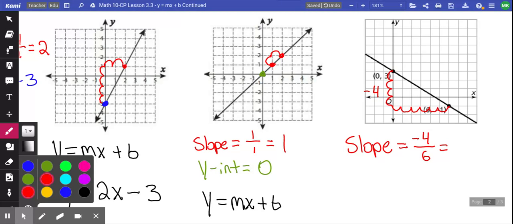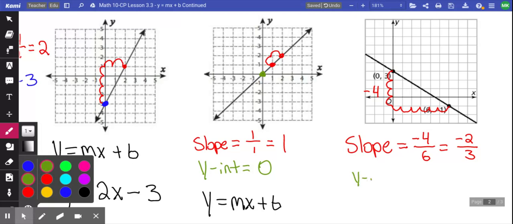If you left 4 over 6 as your answer, that's not wrong. I wouldn't mark it wrong. But 4 over 6, both those numbers can divide by 2, right? They can simplify to be negative 2 over 3. Your calculator can do that for you. I'll show you that trick later when we have calculators in front of our faces.